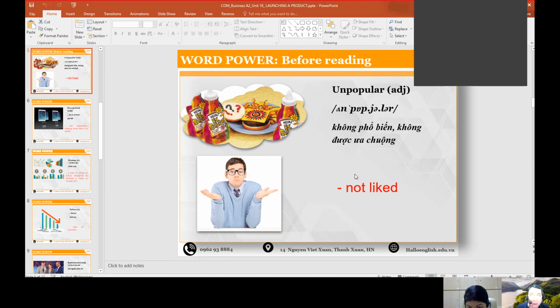So we have the word, what's the first word, Toy? Can you read this one? Unpopular. Yes. So meaning unpopular, so we don't know that particular product, right? In an advertisement, if the product is unpopular, that means not liked, right? Because we know that product, right? Okay. Can you see a picture in here? Are you familiar with this product?